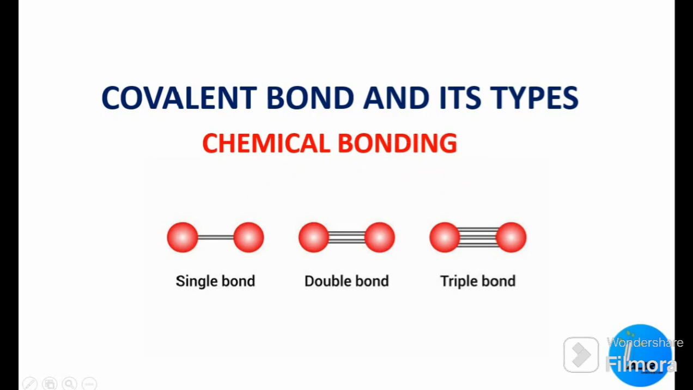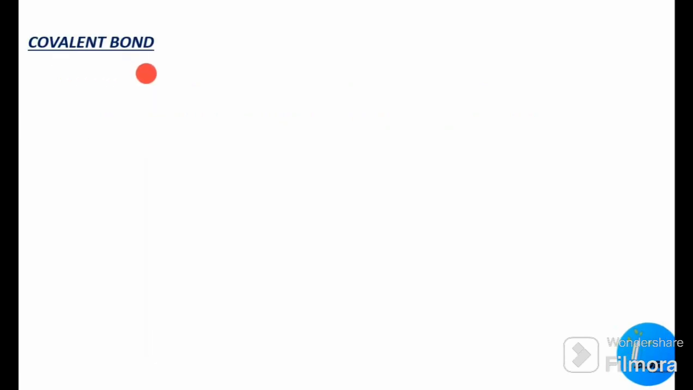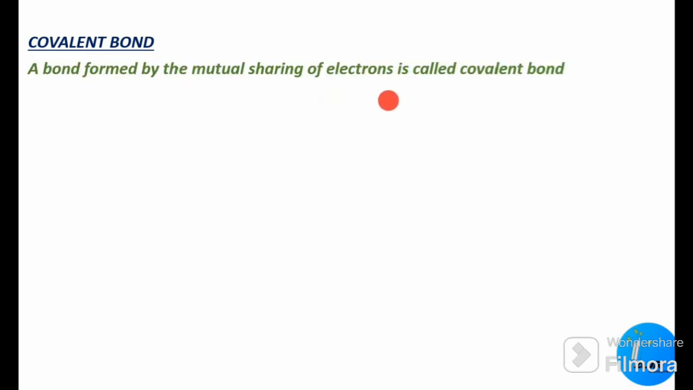Today we are going to see about covalent bond and its types. By the way, what is a covalent bond? Actually, it's a bond formed by the mutual sharing of electrons. The bond formed by the mutual sharing of electrons is called a covalent bond.